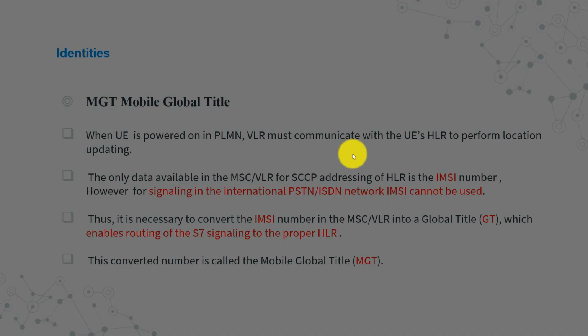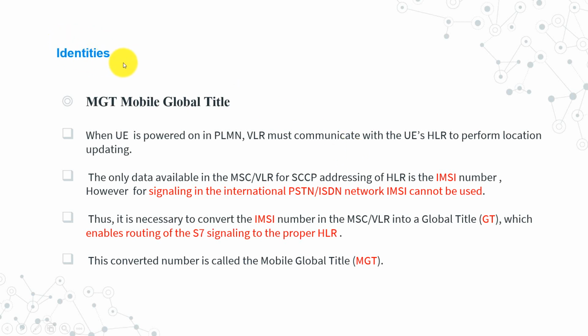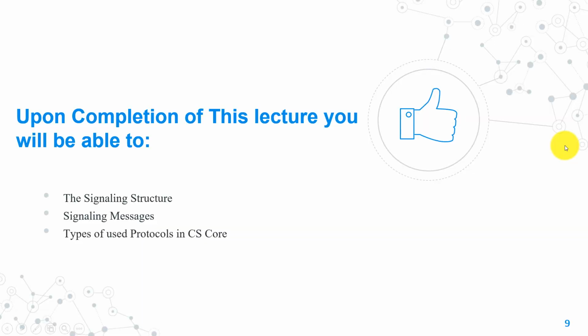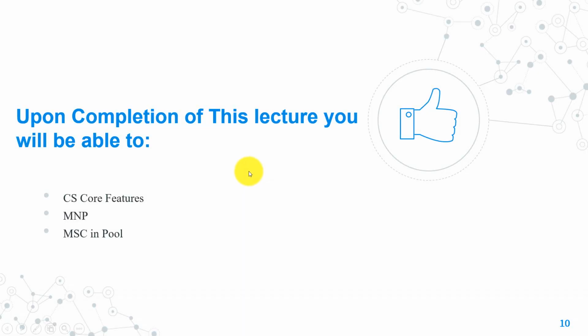After that we have a very important chapter, which is the identities in core networks. I consider it very important because it helps us in understanding the call flow in a very good way. Then we will have a signaling review. Here we will understand the main concepts of the SS7 and SIGTRAN, explaining each protocol and its signaling message in a very detailed way. Then we will head to the scenarios chapter.